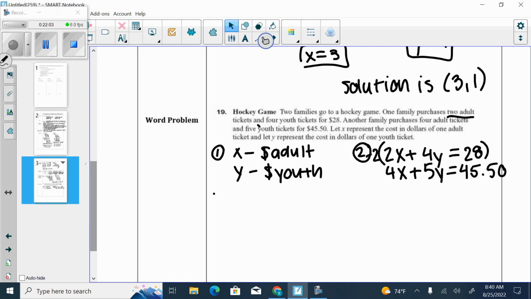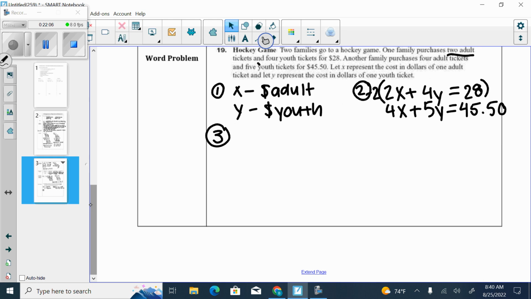Okay? Alright, so when we multiply that top row by -2, I'm going to have -2 times 2x, -2 times 4y, and -2 times 28. And then that bottom equation we're not going to change, right? Okay, so now hopefully when we add these together, something eliminates, right?